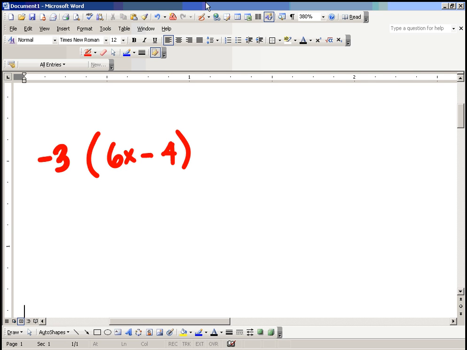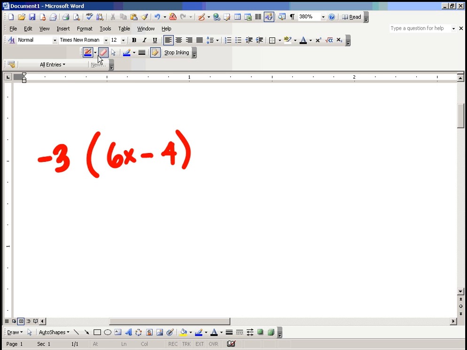Okay, so this particular topic we are going to learn about how to distribute a number that is outside the parentheses so that way we can simplify it if ever we need to. Okay, so this particular problem we're starting with -3 parentheses 6x minus 4.